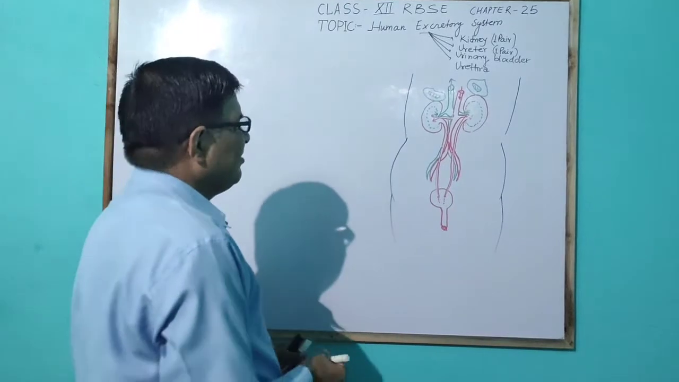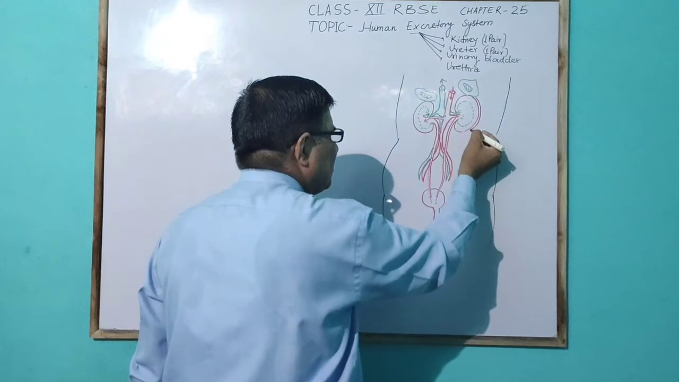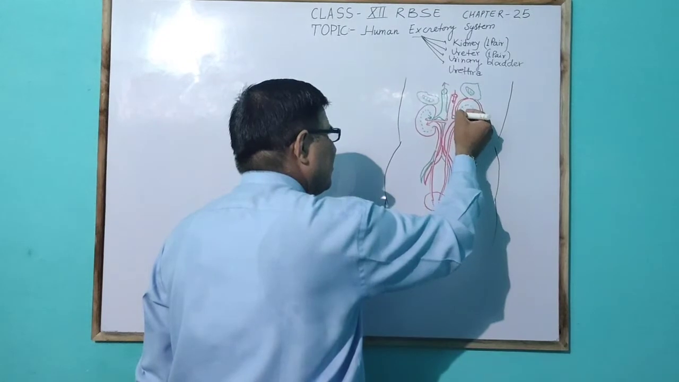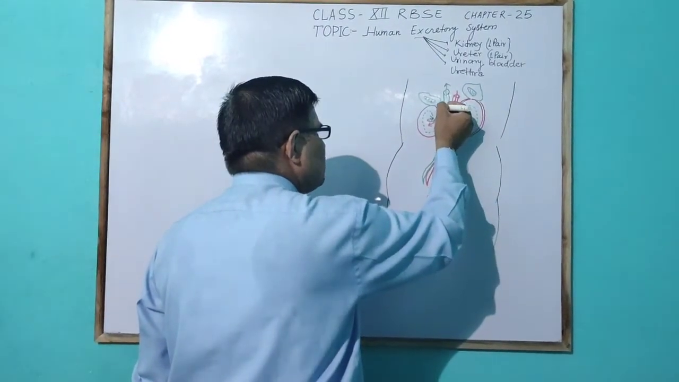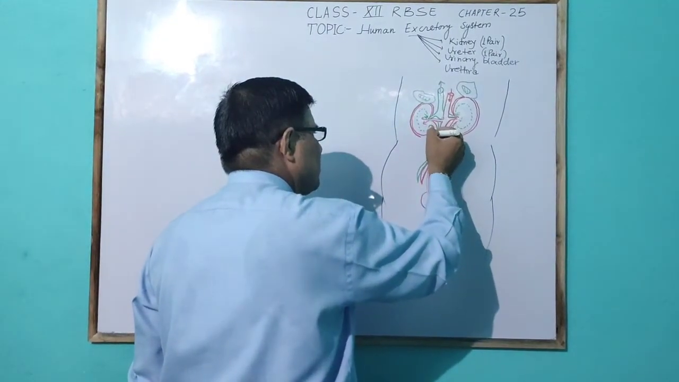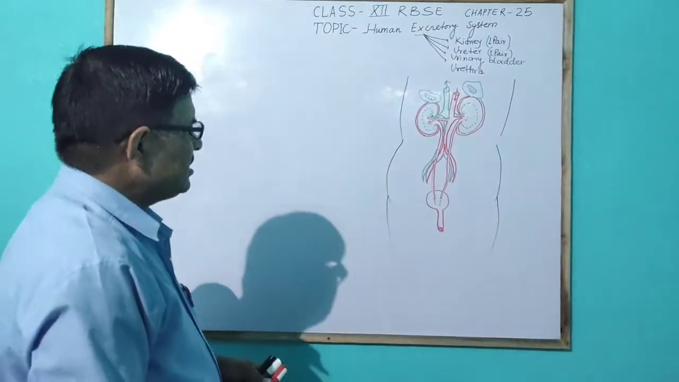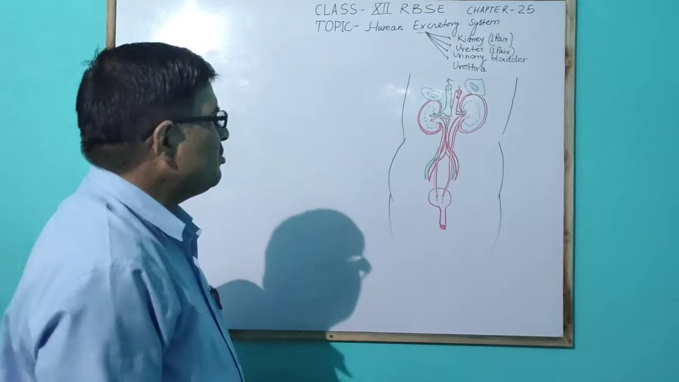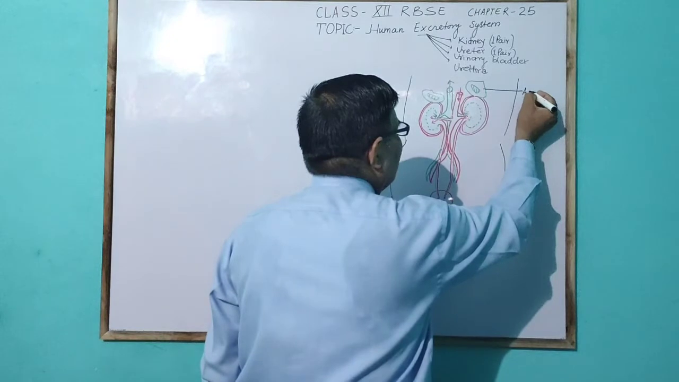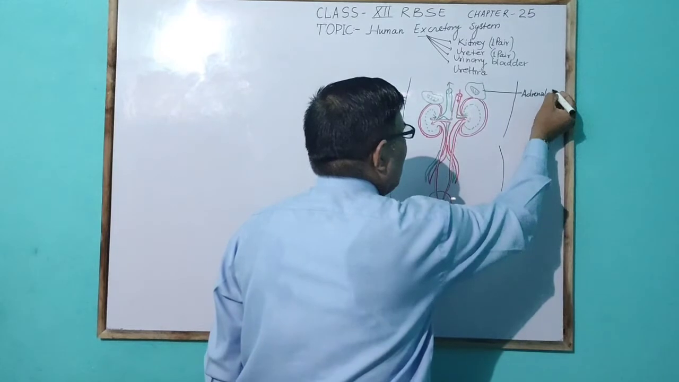The kidney is surrounded by the adipose capsule all around. The adipose capsule is present in the form of a membrane all around. So this is the human excretory system. In the human excretory system, there is an adrenal gland at the top position of each kidney.